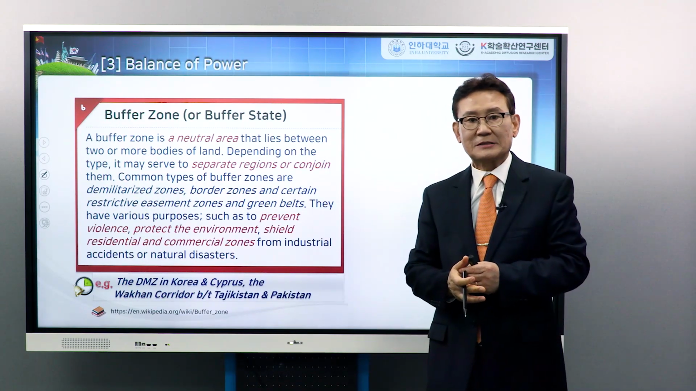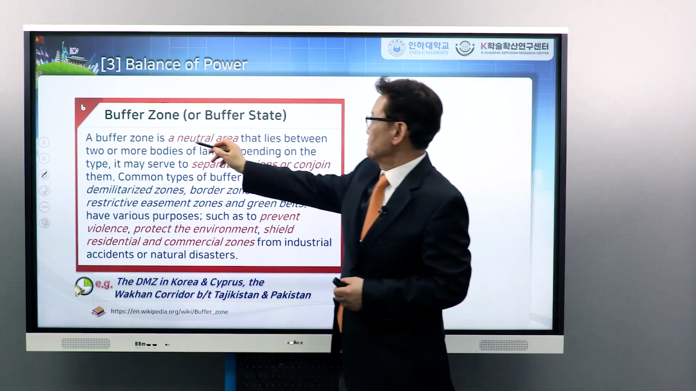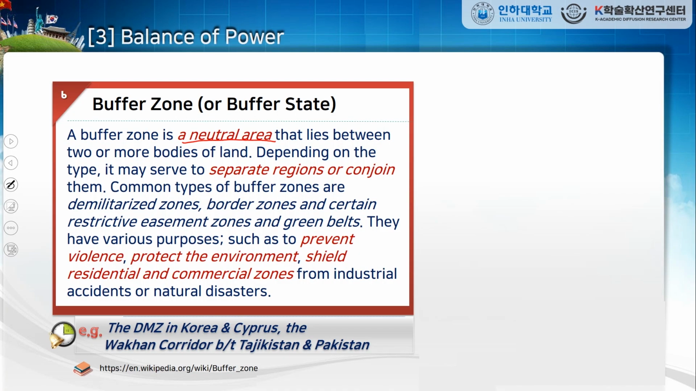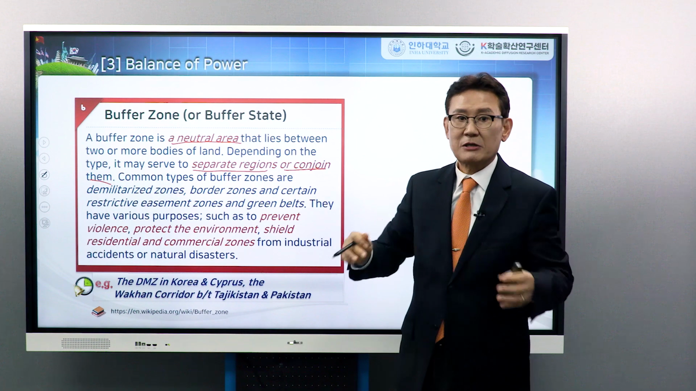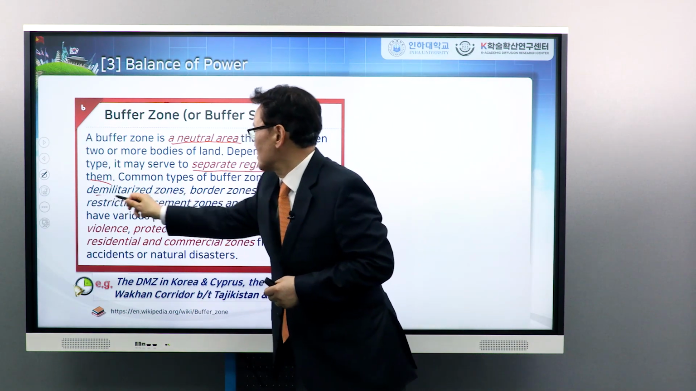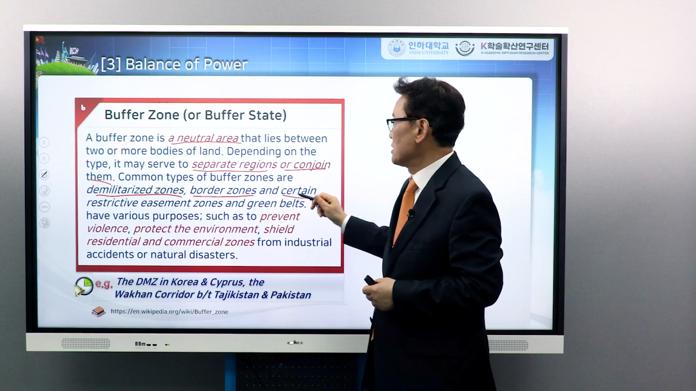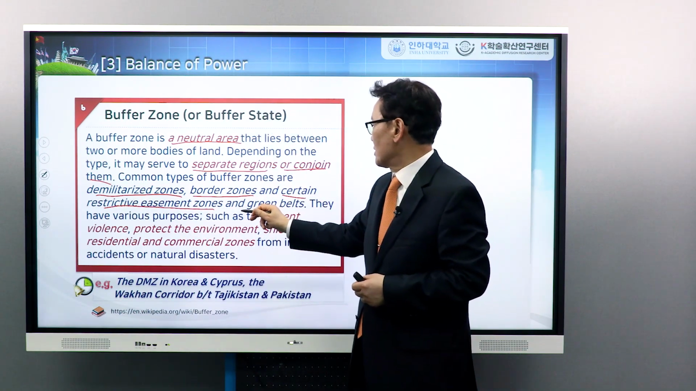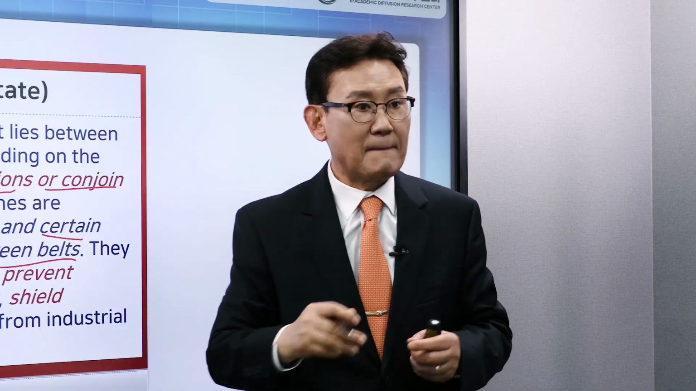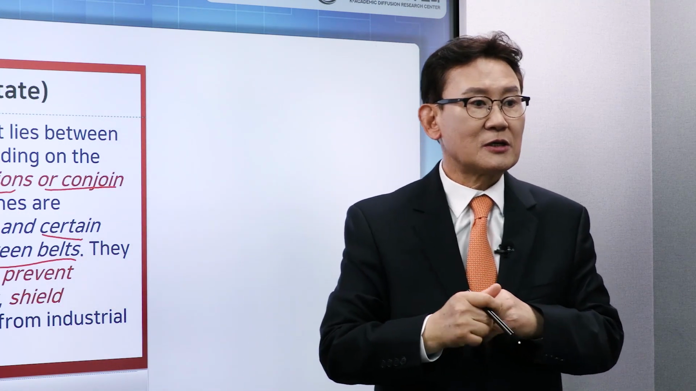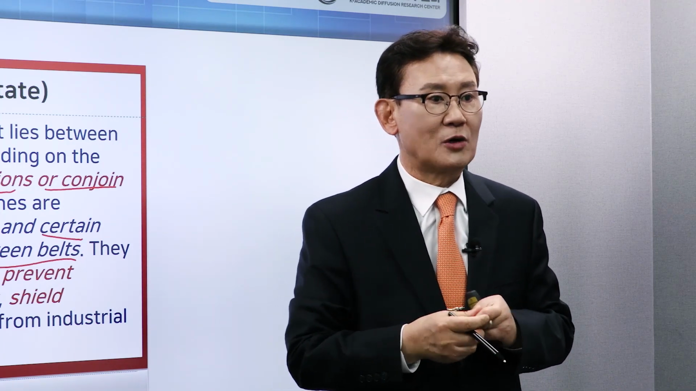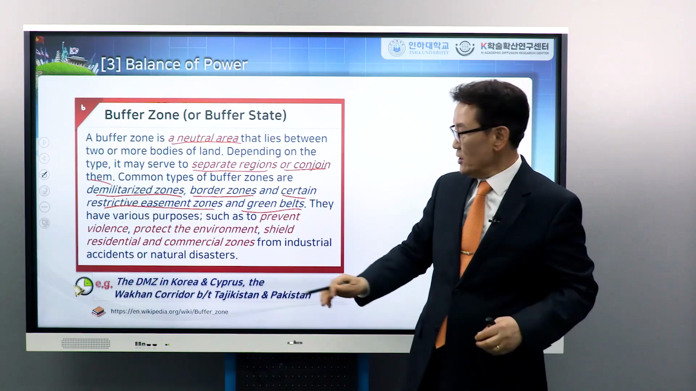Make a buffer zone. A buffer zone is a neutral area that lies between two or more bodies of land. Depending on type, it serves to separate regions or conjoin regions. Separate the parts or conjoin the parts. Common types are demilitarized zones, border zones, and certain restrictive easement zones or green belts. They have many different purposes: to prevent violence, or protect the environment, or shield residential and commercial zones from industrial accidents or natural disasters. An example is the DMZ currently in Korea.